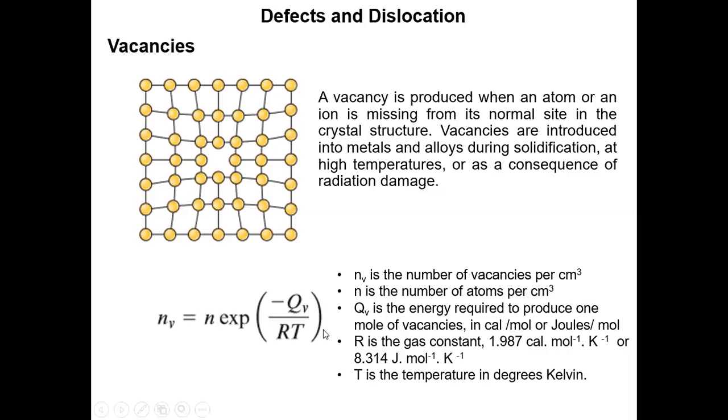R is the gas constant, right? It comes with two units, in joule terms and in calories. Commonly we can say it is 8.314 joules per mole per Kelvin. T is the temperature in Kelvin.